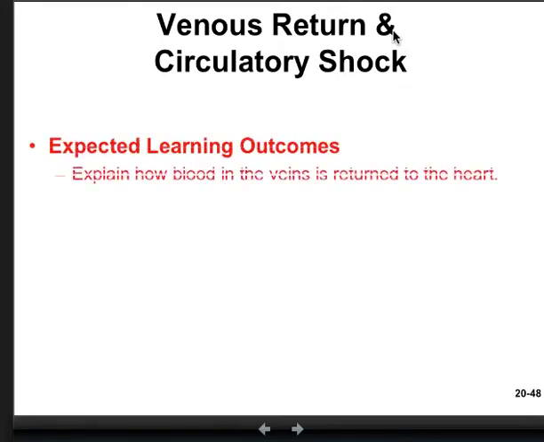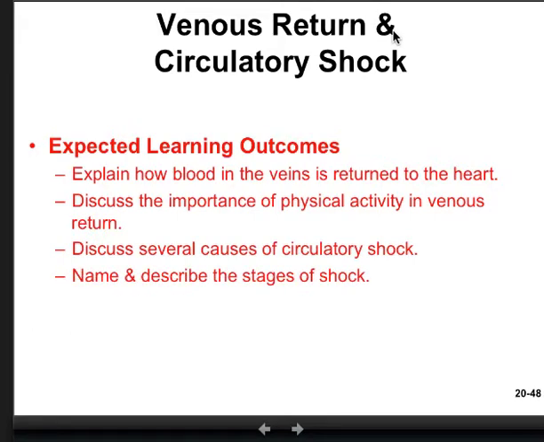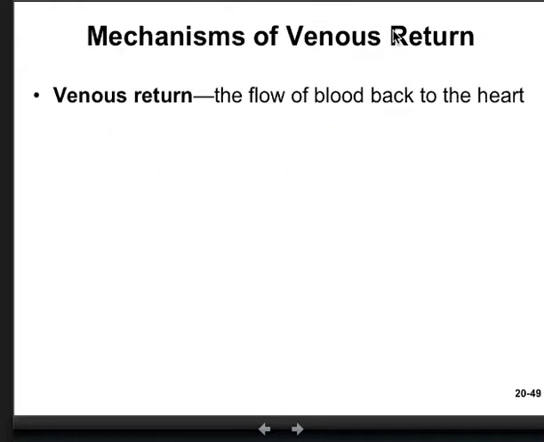Okay, we want to talk a little bit about venous return and circulatory shock. We're going to explain how blood in the veins is returned to the heart. And we'll discuss the importance of physical activity in venous return and discuss several causes of circulatory shock and name and describe the stages of shock.